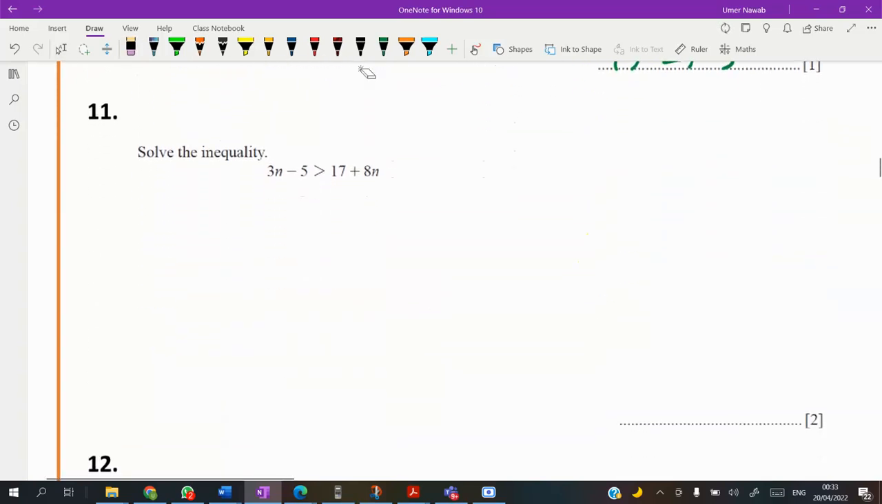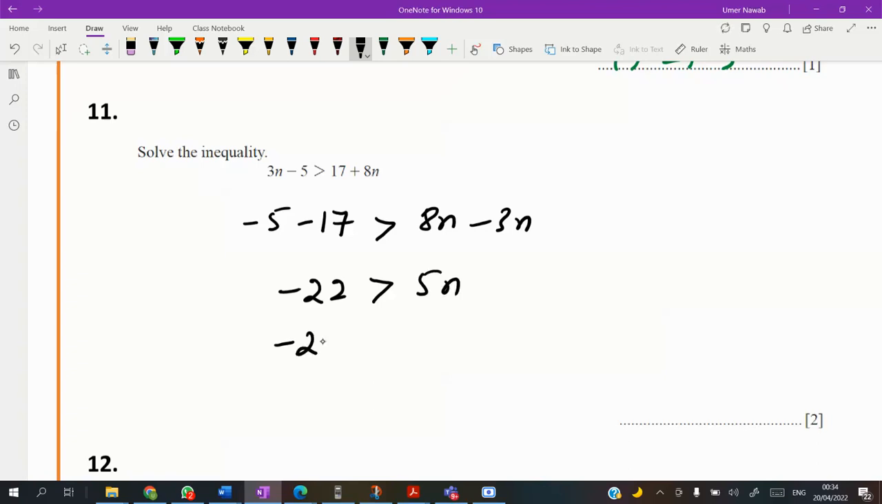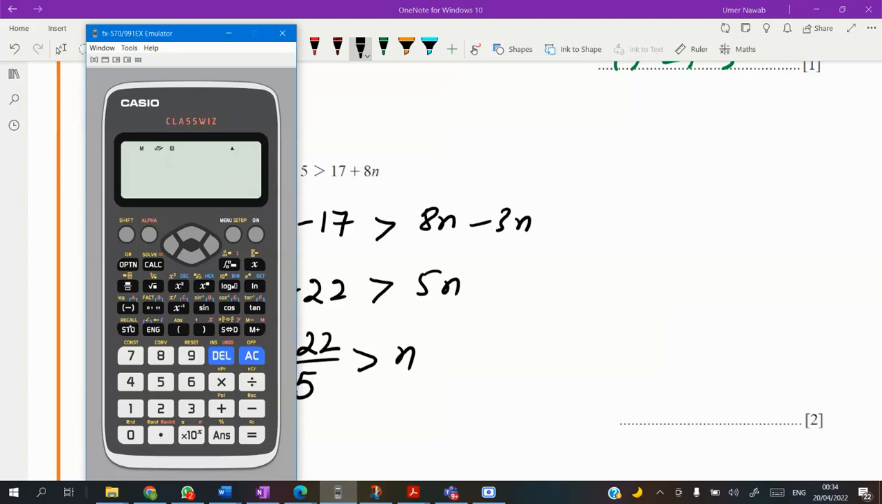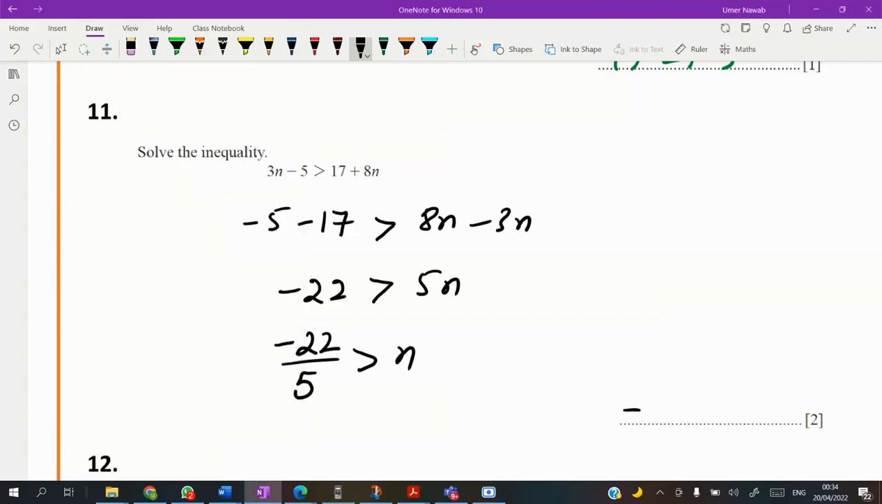Next, minus 5 minus 17 is greater than 8n minus 3n. Minus 5 minus 17 is minus 22, and this is 5n, so minus 22 divided by 5 is greater than n. Use a calculator. Minus 22 divided by 5 gives you minus 4.4, greater than n.